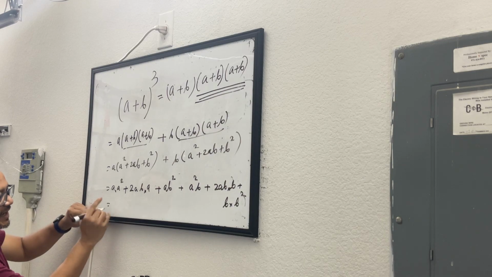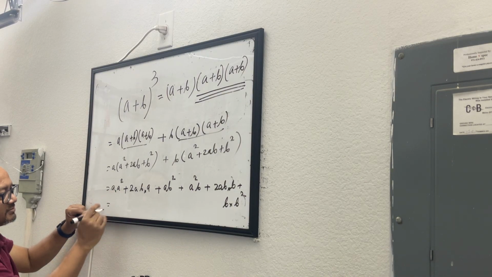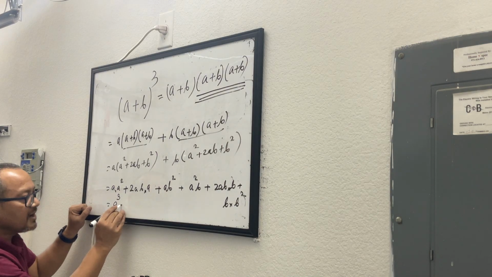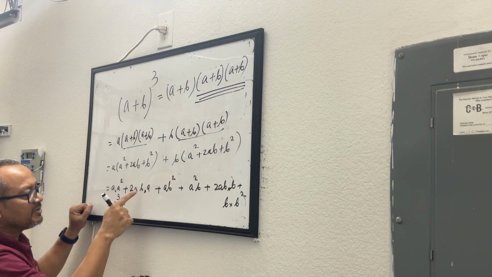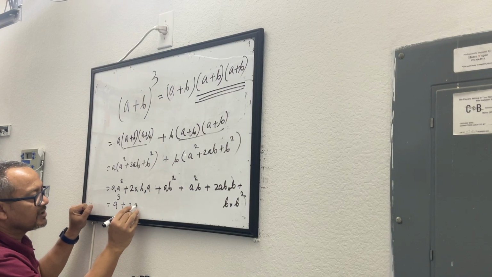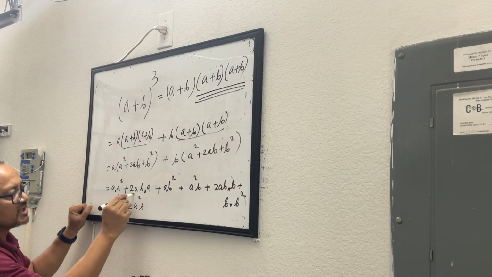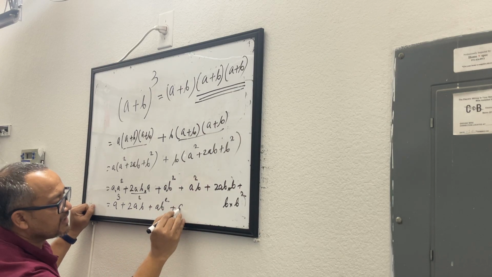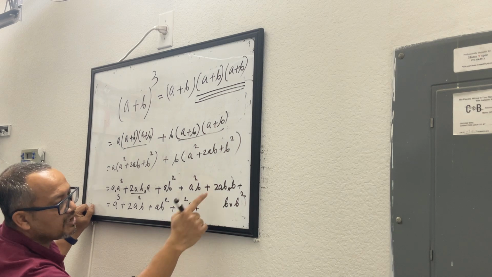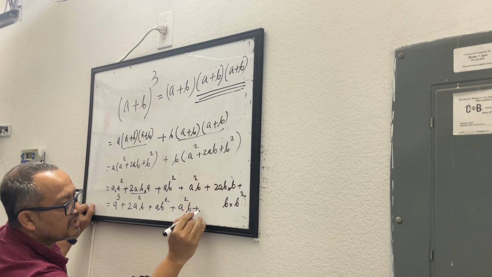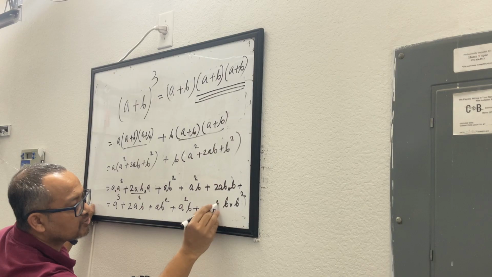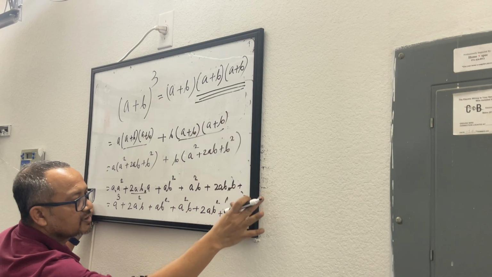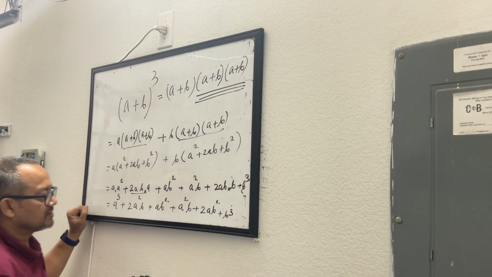Now if you look at it, a into a square becomes a to the power 3. Plus 2a, a and b: a into a will become a square and then b. This is done. Here, this is a b square. Again, this is a square b. Now here, ab into b, so this is 2ab square. And then b into b square will become b cube. Okay? So I'm writing it here.